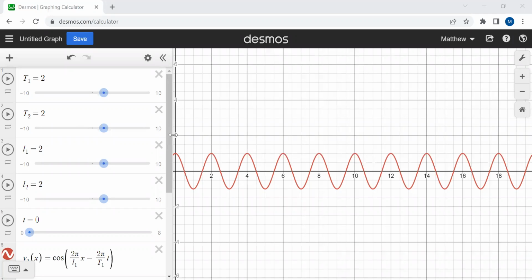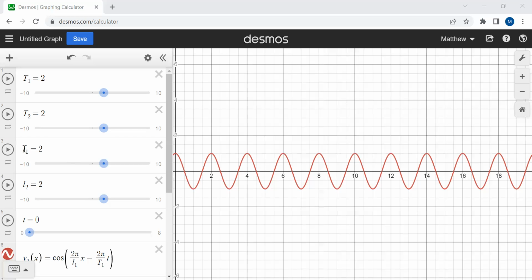axis is the y direction. So that's the displacement, say, of a particle. And the horizontal axis, that's the x-axis, that's distance. And so this is just like a snapshot in time.